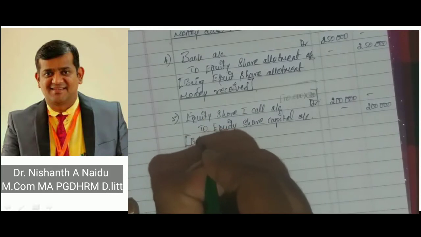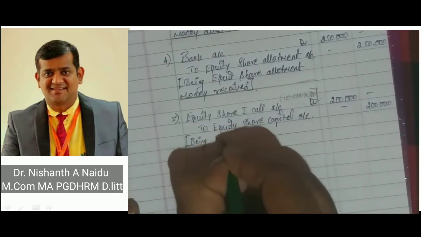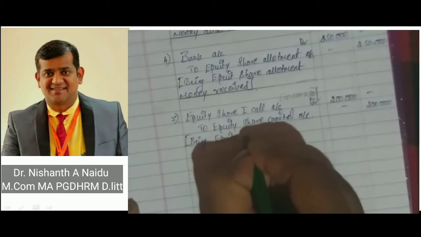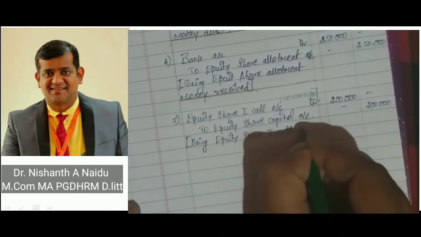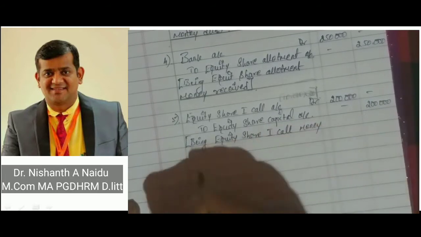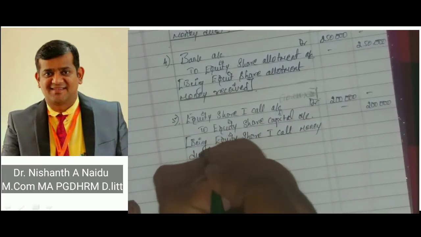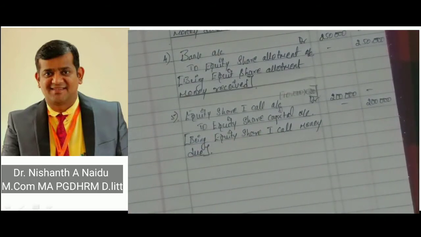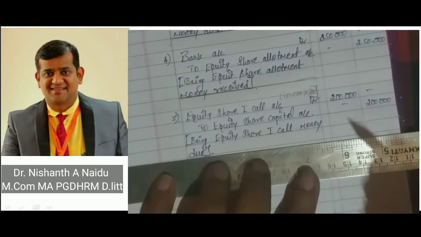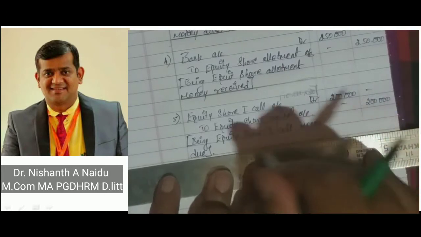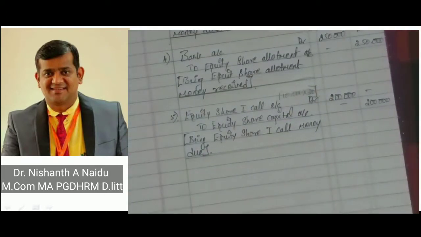Being equity share first call money due. Equity share first call money due. So I'm done with the due entry for this. So next I'm moving further towards a receive entry.